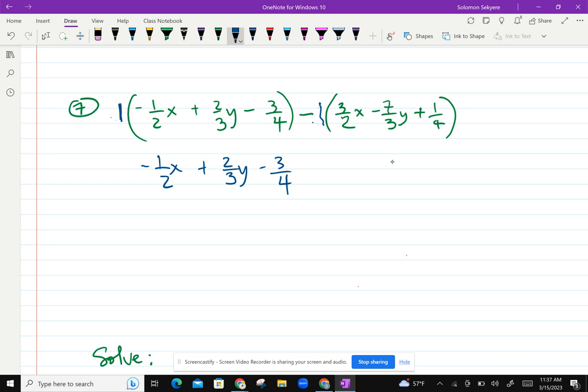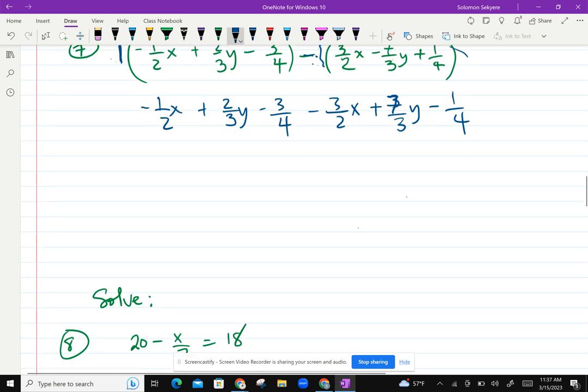So it's negative 1 distributing through the parentheses. So negative 1 becomes negative 3 over 2x. Negative 1 times negative 7 over 3 becomes positive 7 over 3 y. Negative 1 times positive 1/4 becomes negative. Okay, so after that, what do I do? What should I do? I should look for like terms and combine them, right?